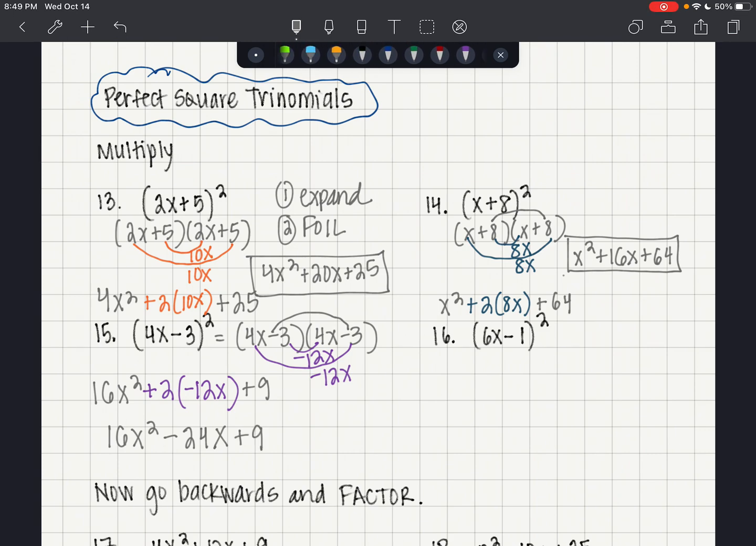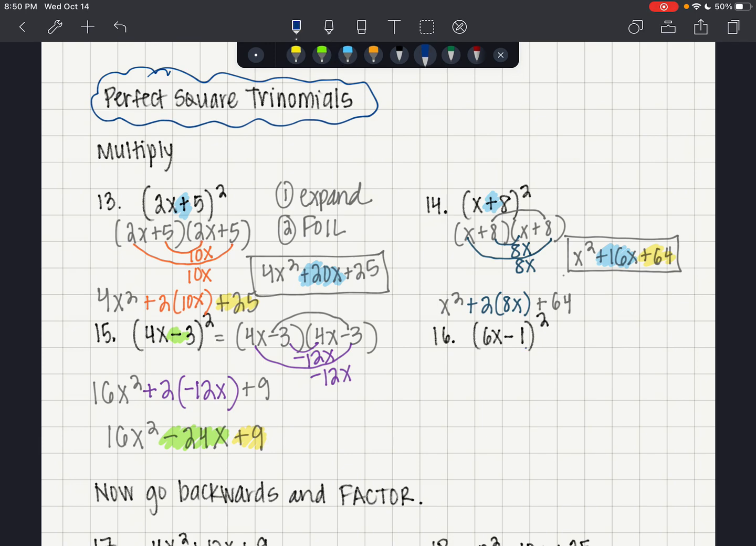So look at this. We ended on a positive, ended on a positive, still ending on a positive. But this time our middle term is negative. Oh, look at that. And what happened here? Our middle term on this one was positive. Oh, and look, our middle term is positive. Okay, so I'm seeing a pattern here.